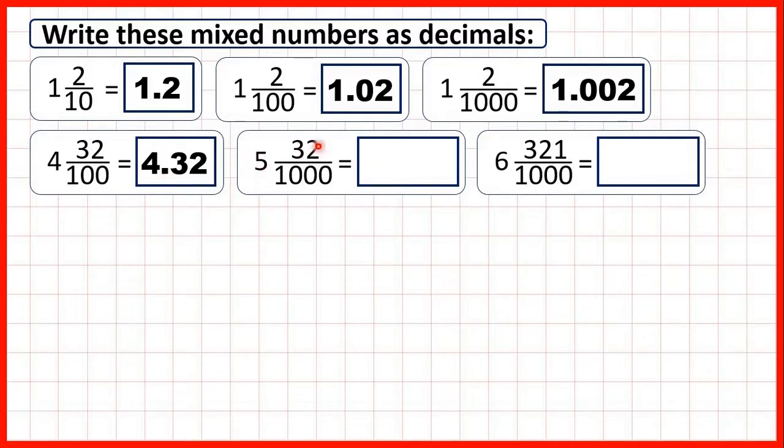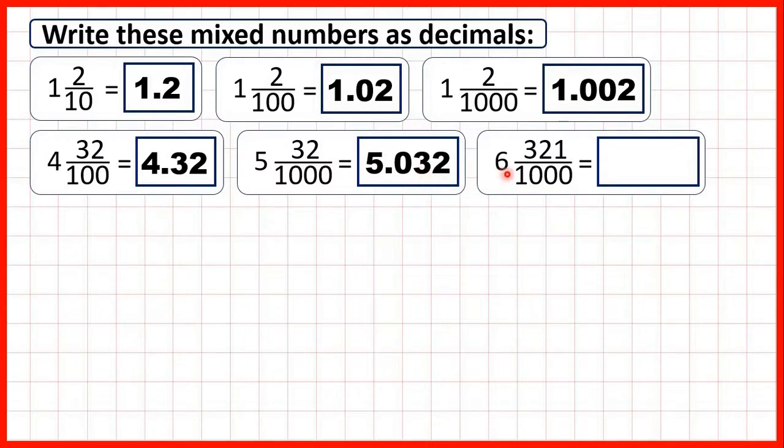Now, 5 and 32 thousandths. The denominator of 1,000 tells us that this time we can have 3 digits after the decimal point. So we write 5 and 32 thousandths as 5.032, because then we have 3 digits after the decimal point, so we're not going beyond our thousandths place value, but the 3 gets pushed over into the hundredths place.